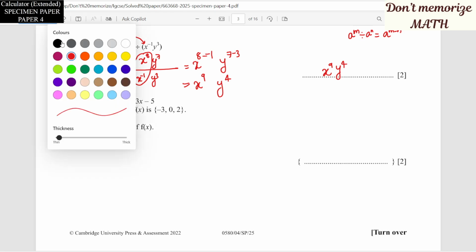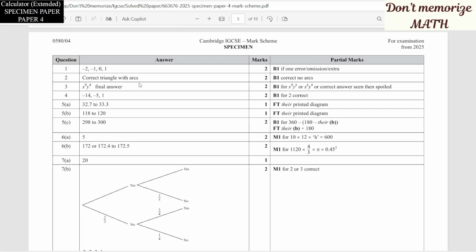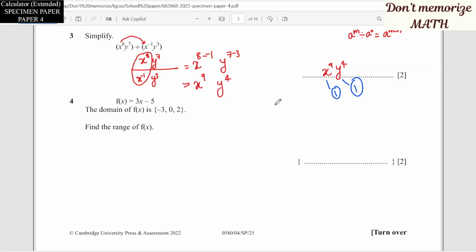So normally the marks are like this: if you have x with the power and this part is correct, you will get 1 mark, and if this part is correct, you will get 1 mark. So total 2 marks. So the answer is x raised to 9 and y raised to 4. You can see here. Okay, then we'll move to question number 4.